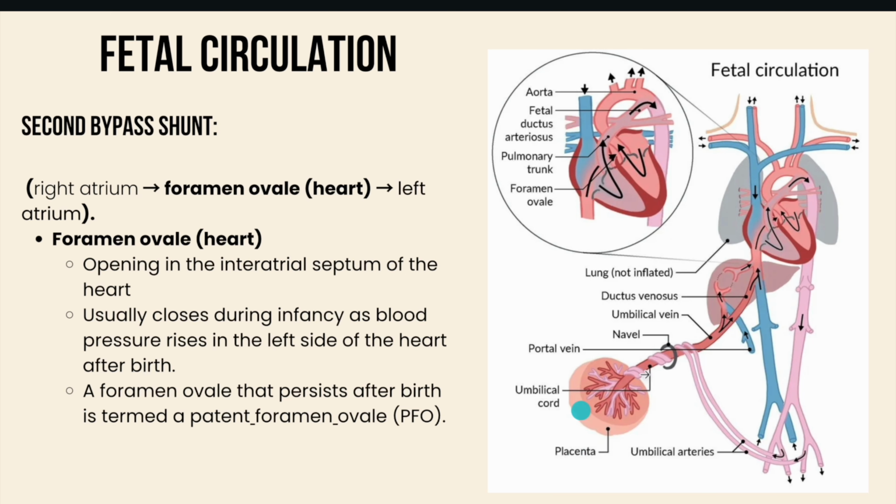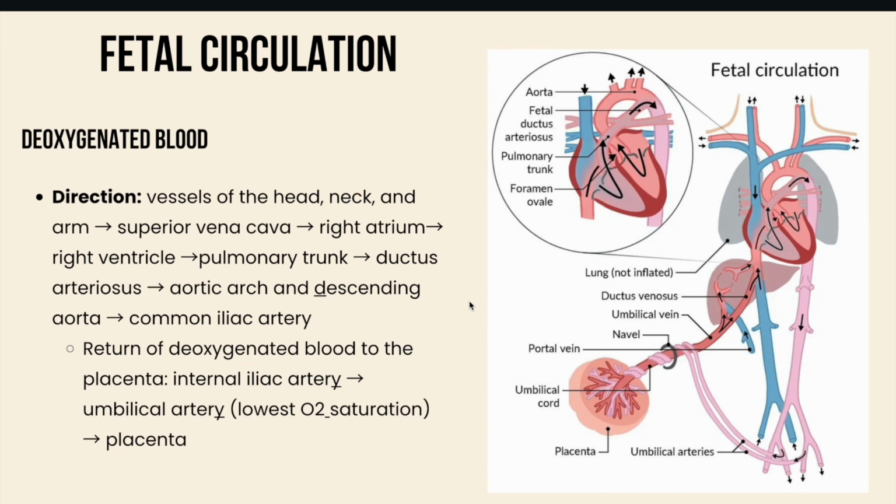So we started with the first shunt, which was the ductus venosus, bypassing the liver. Then we have the foramen ovale, which bypasses the right ventricle because the lungs are not actually functioning, so they don't need to take up the blood supply. We move the blood from the right atrium into the left atrium, from the left atrium into the ventricle, to the rest of the body.